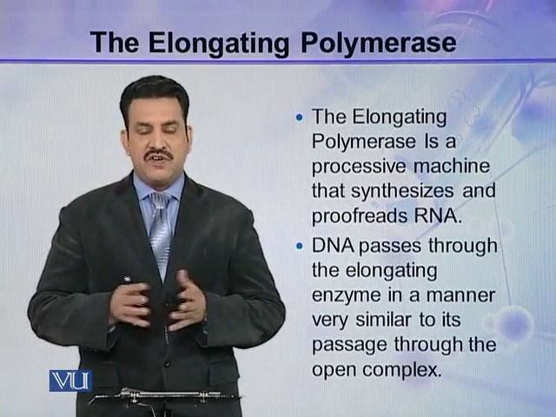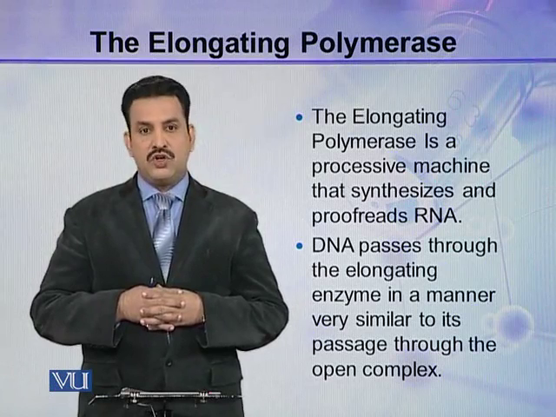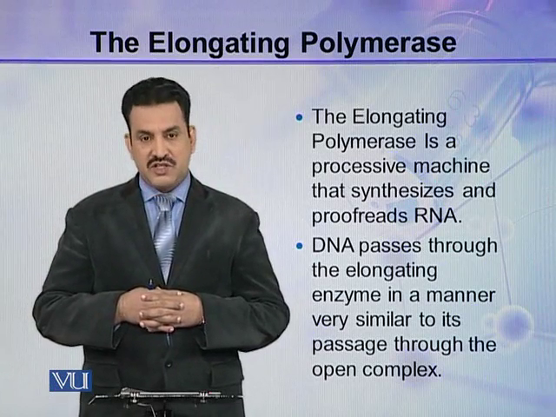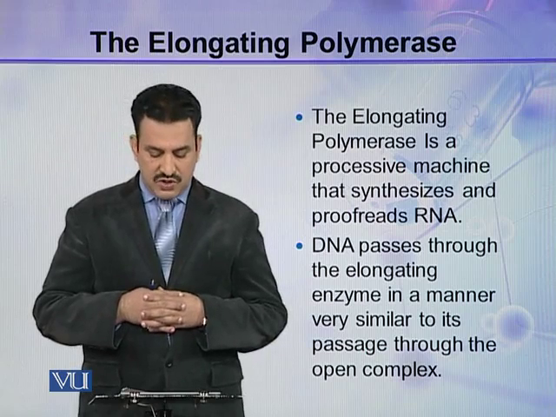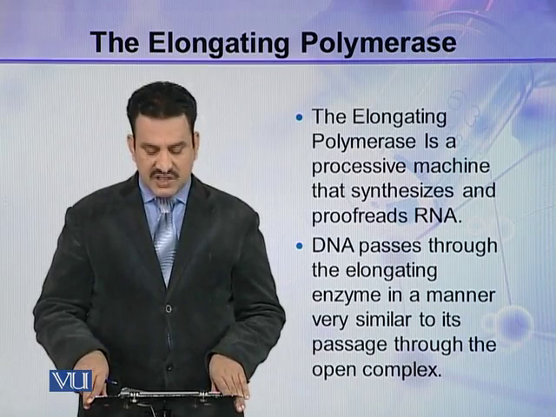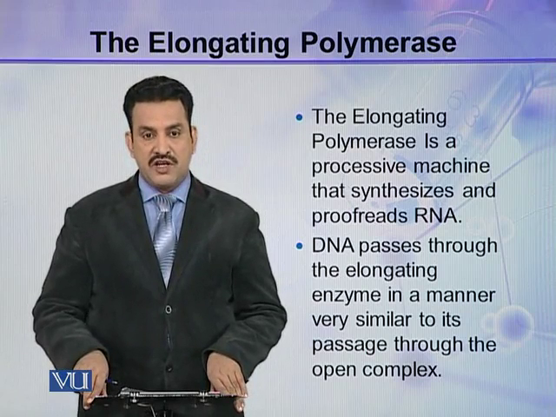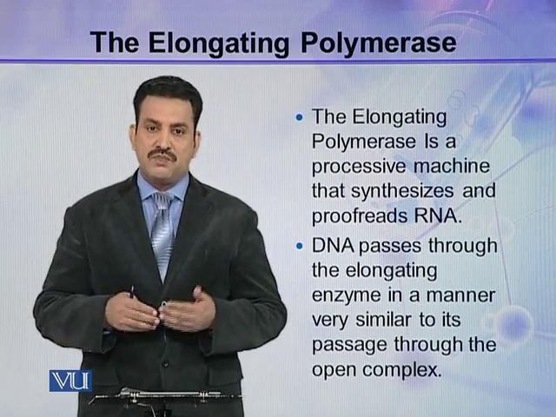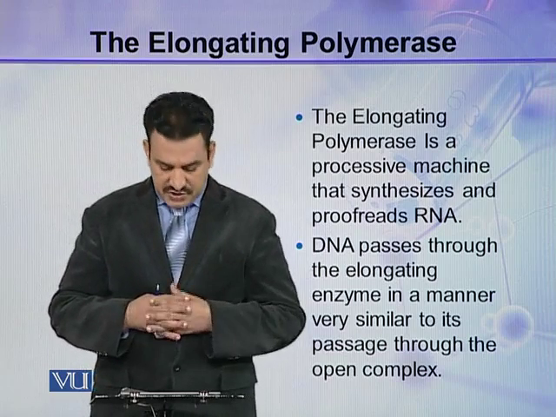The second phase of the transcription is the elongation phase, and here the elongating polymerase is involved. The elongating polymerase is a processive machine that synthesizes and proofreads RNA. So it has two functions: one, the synthesis of RNA; the second one is the proofreading of RNA for errors.